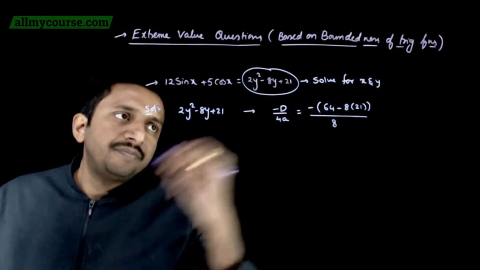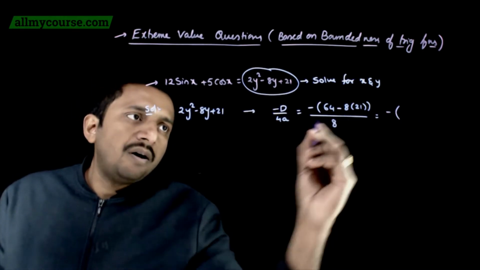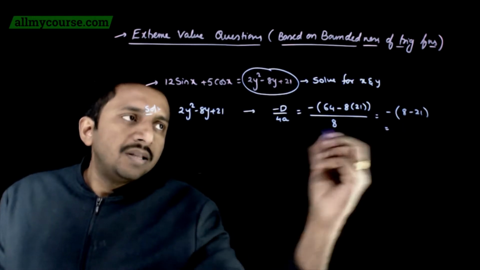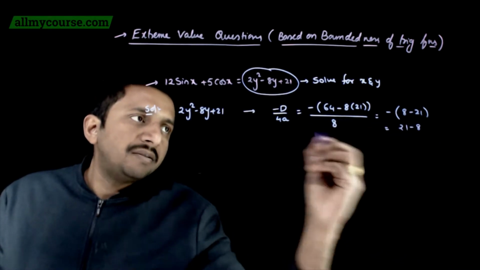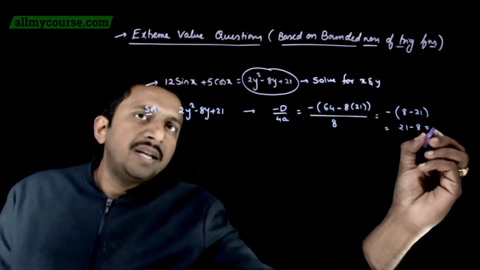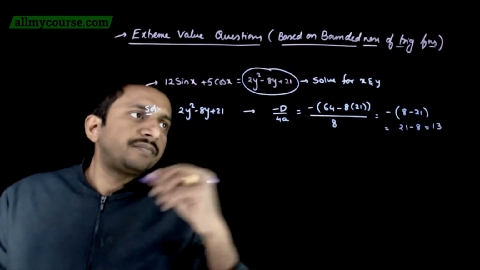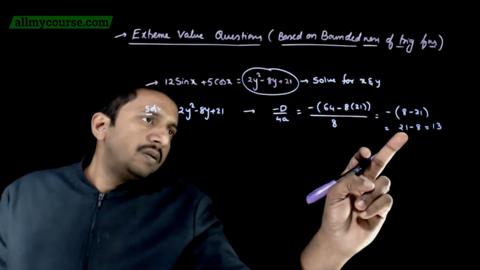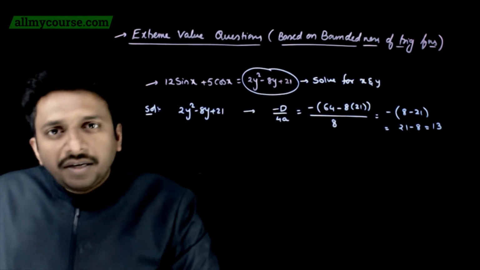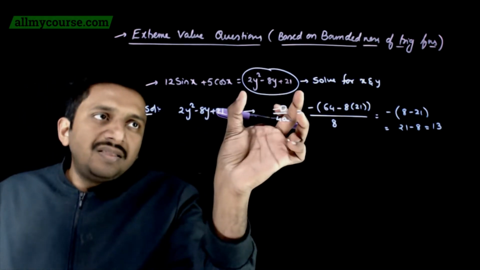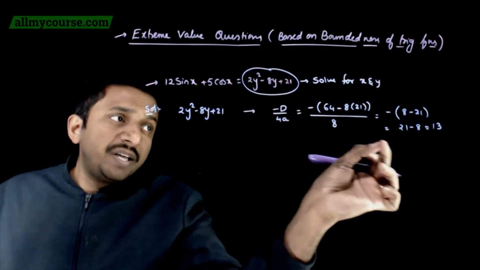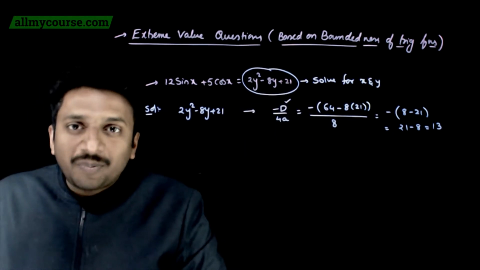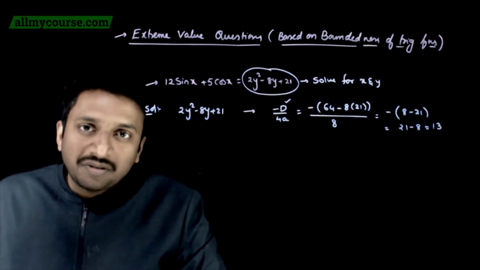is 8. That is nothing but minus of, if you cancel 8 out, you get 8 minus 21. That is equal to 21 minus 8, which is equal to 13. 21 minus 8 is equal to 13, right? That means this value will always be greater than or equal to 13. So this is a formula which we get in the chapter of quadratic equations and expressions.